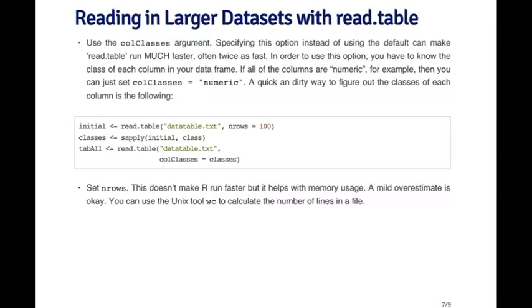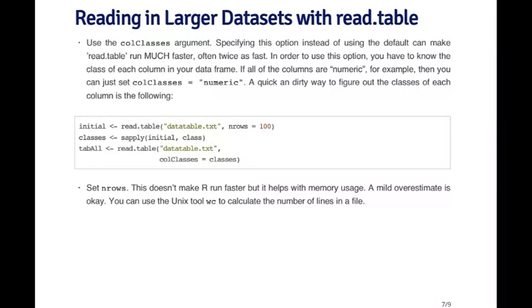Otherwise, if you have a huge data set, you can read in maybe the first 100 or the first 1,000 rows by specifying the nrows argument, and then loop over each of the columns using sapply and calling the class function. The class function will tell you what class of data is in each column. You can store this information and then read the entire data set by specifying the colClasses argument.